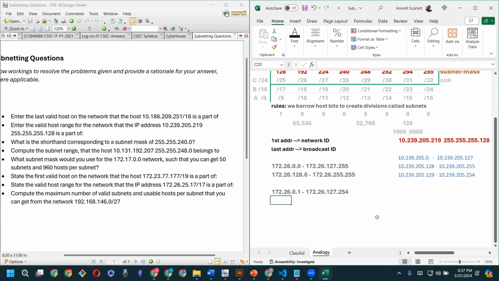Good. Excellent. So that is the valid host range. Mute your mic, please. Thanks. Because we have subtracted the 2 that we must subtract: the first one that represents the subnet, the network ID, and the last one that represents the broadcast address for that particular subnet. So that's what we end up with.